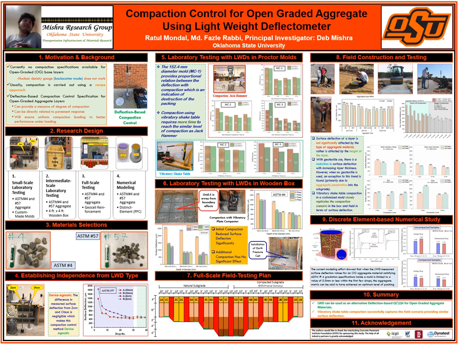For this study, we used an integrated approach combining small-scale lab testing, intermediate-scale lab testing, and finally full-scale field testing. We also did some numerical modeling as well. We used HMA and HMA7 material for this study. We used Zorn and also an LWD device for measuring the surface deflection, and the data gave us consistent results, proving the data are device agnostic.